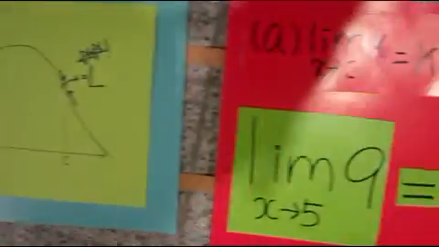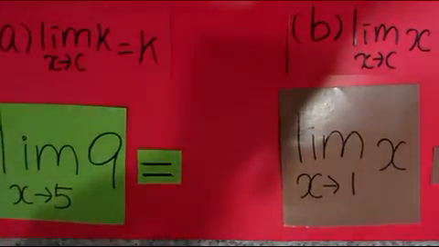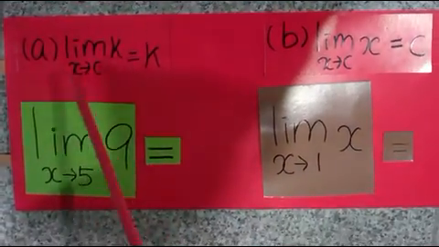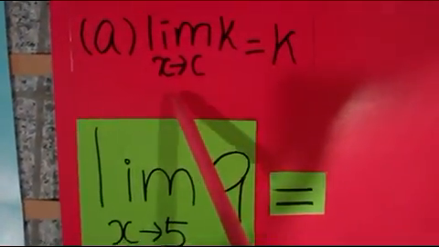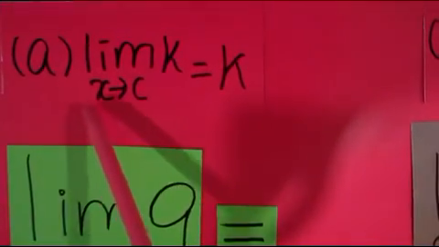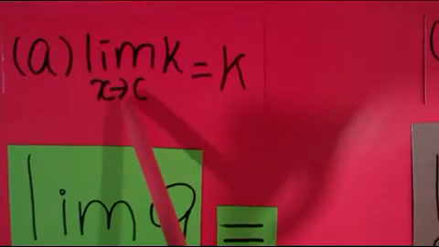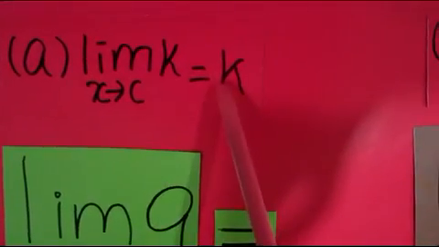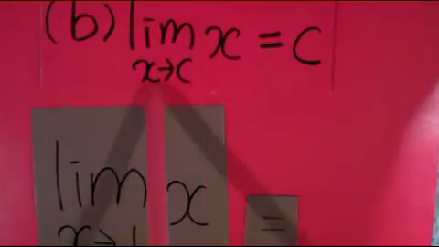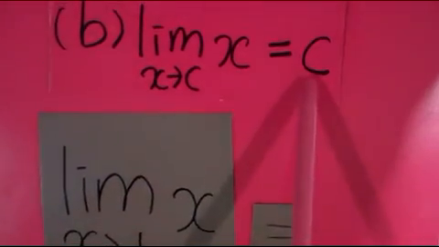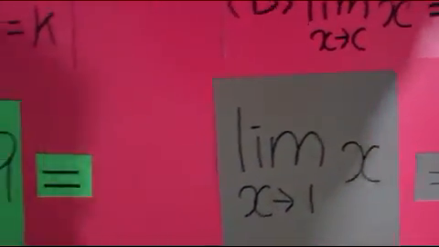Now, since we learned the definition of the limit, let's use the definition to verify the following limits. First, we must be aware of the expressions a and b in order to verify these limits. Formula a states that the limit of a constant k as x approaches c equals k. Formula b states that the limit value of x as x approaches c is equal to c. Now, let's take a look at the practice problems.